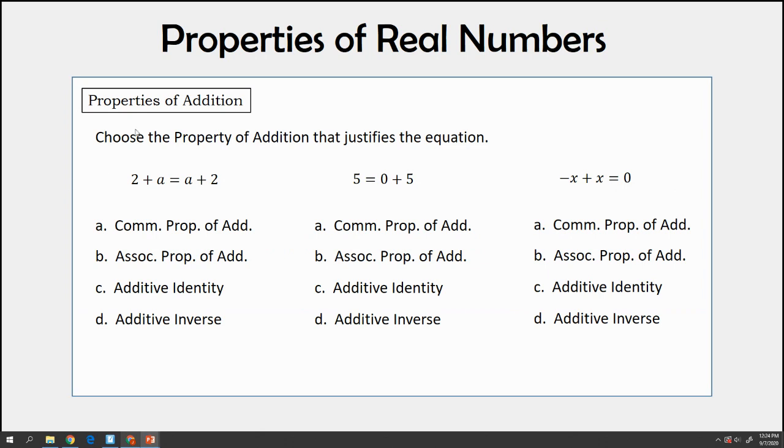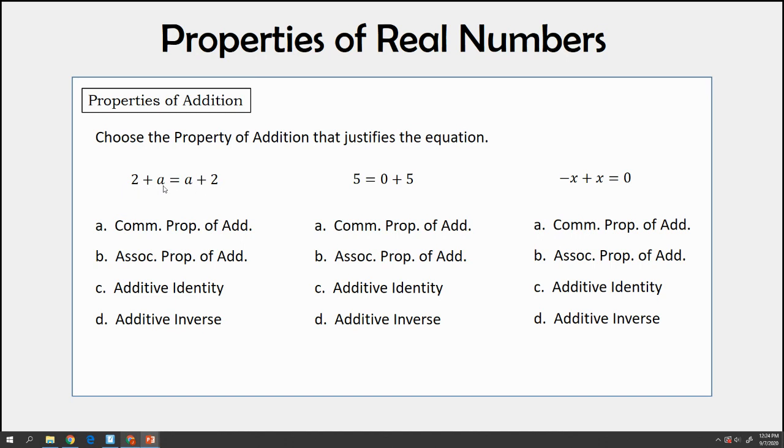All right. These are some questions you're going to get tonight for homework. So let's take a look. And the way I want you to do these, I want you to look at the left side of the equal sign and the right side and then say what's different. So the left side is 2 plus A. The right side is A plus 2. What changed? Well, what changed is the order.